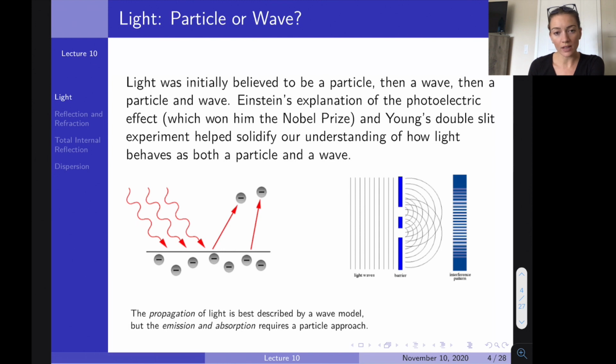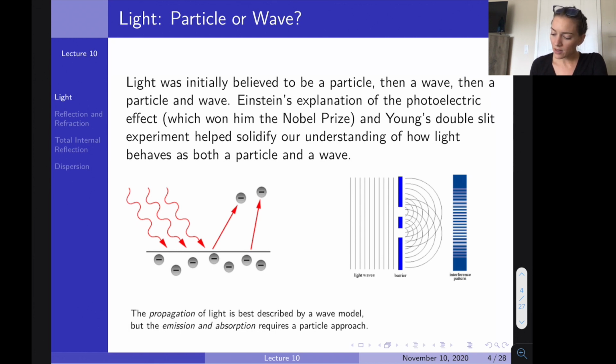So the energy of the electron being ejected was not dependent on the intensity. It was only dependent on the frequency, or the energy, of the light coming in. That suggested to Einstein that light was actually made up of particles, not just waves. He was able to successfully explain the photoelectric effect, and he got the Nobel Prize for that.